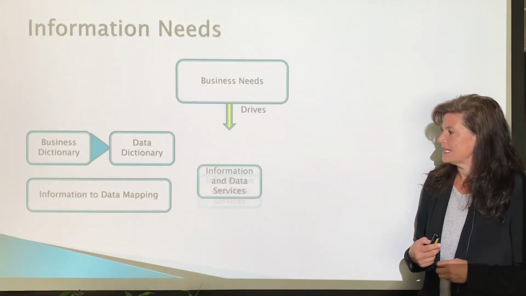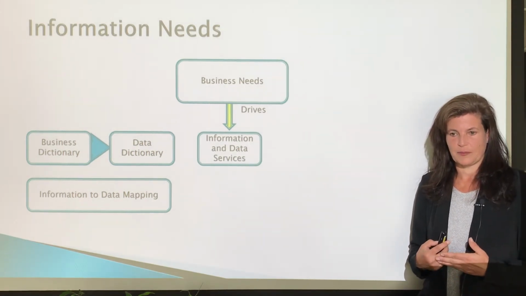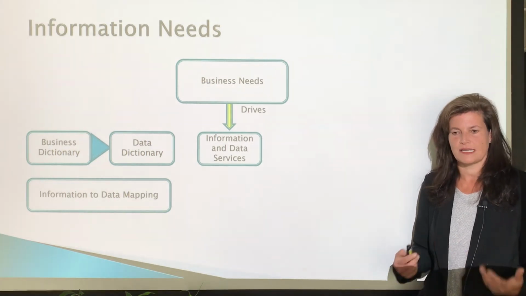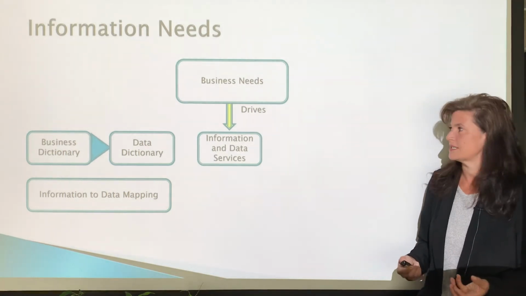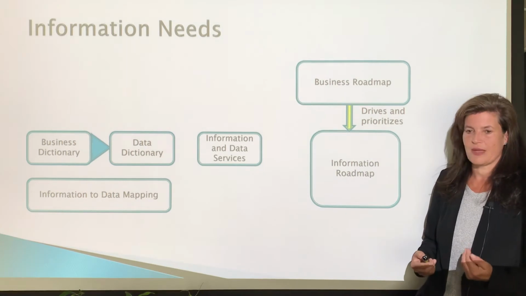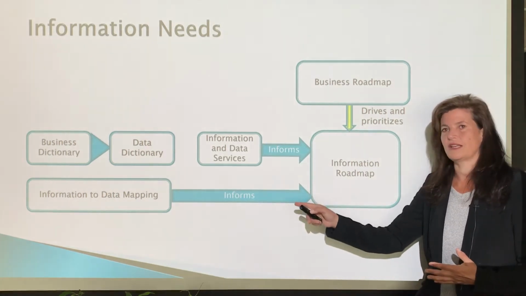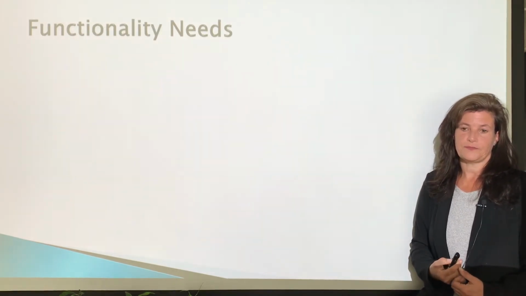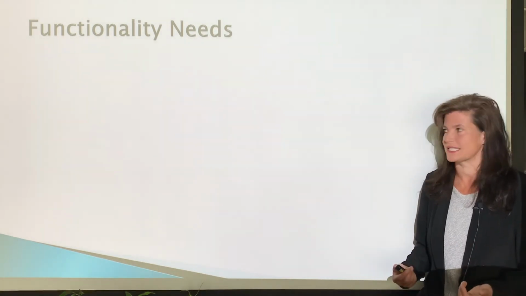Your business needs drive information and data services. So similar to those business capabilities, you're looking for information and data that are common across multiple business areas in order to create services and bring those efficiencies. Your business roadmap will then drive your information roadmap, as well as all this other research that you've done will inform your information roadmap.